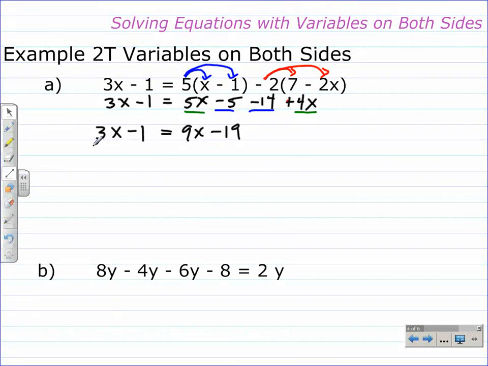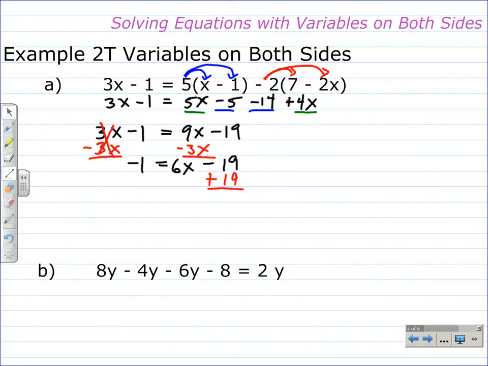It has a variable on each side and a constant on each side. So in this case, I think I'm going to subtract 3x from both sides. Get rid of the variable on the left-hand side. 3x minus 3x becomes 0, goes away, leaving the negative 1 on the left. And on the right-hand side, 9x take away 3x is 6x, bring down the negative 19. Since the variable's on the right of the equal sign, I need to get rid of the minus 19. I get rid of that minus 19 by adding 19 to both sides.